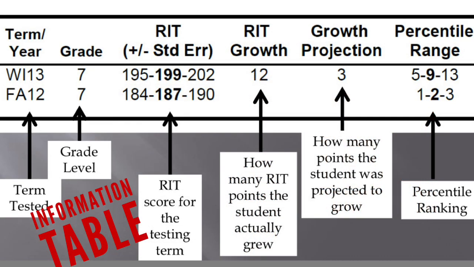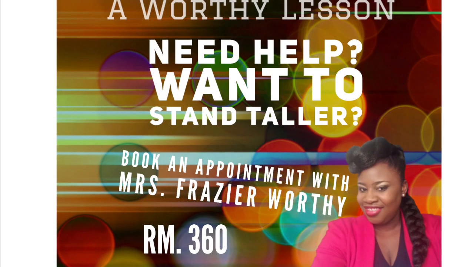Last piece of information on the data would be the information table. It tells us the term tested, the grade that the child was registered in, the RIT measurement, how much growth there was, as well as what the projected growth was. Then it tells us the percentile ranking if we were to compare that particular child with the other children around the nation. So that's how you read your student progress growth report.